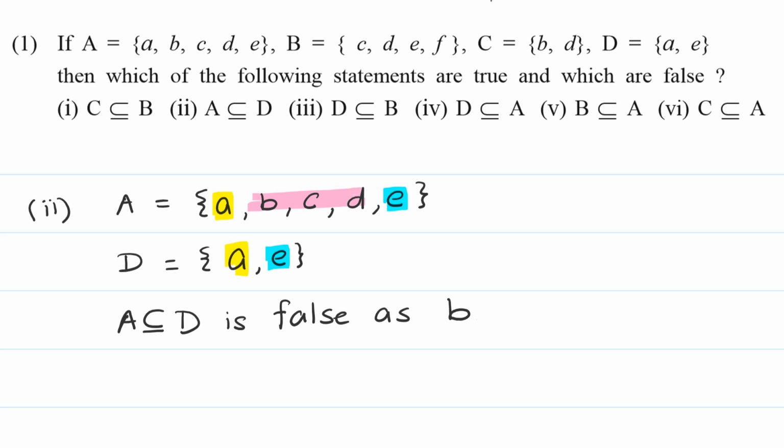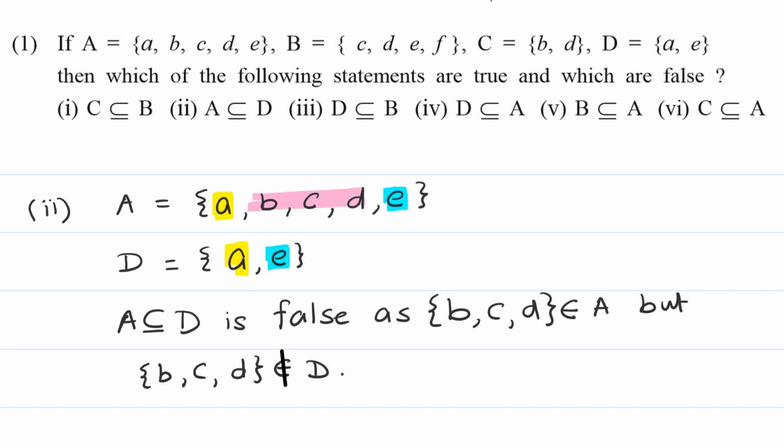As B, C and D, three elements, belong to set A but do not belong to set D. If all elements of set A are present in set D, then A is a subset of D.